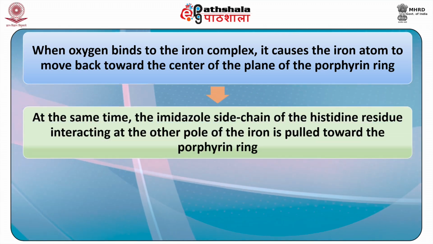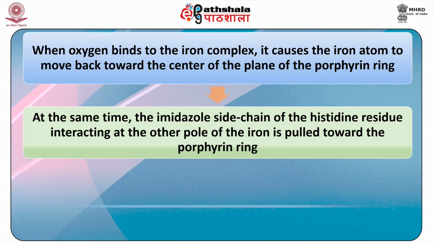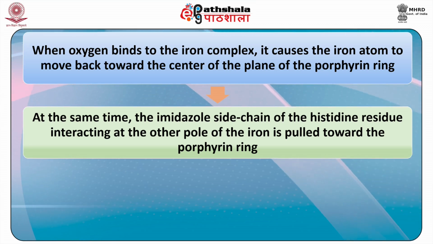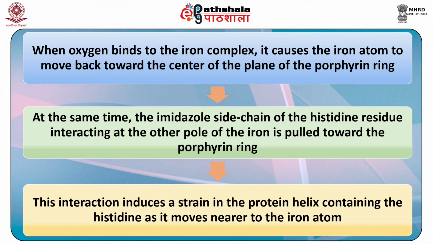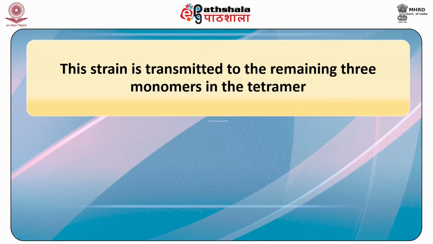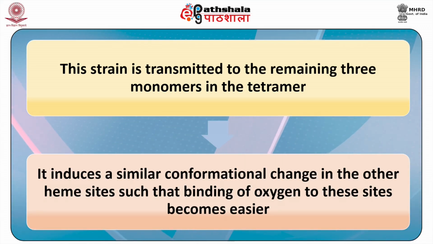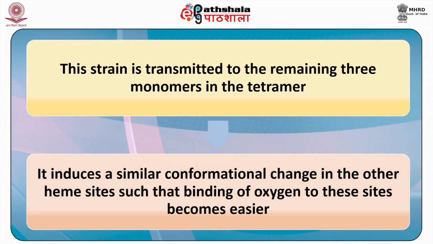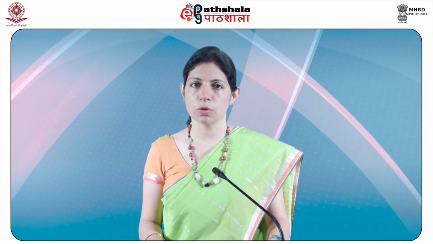At the same time, the imidazole side chain of the histidine residue interacting at the other pole of the iron is pulled towards the porphyrin ring. This interaction induces a strain in the protein helix containing the histidine as it moves nearer to the iron atom. This strain is transmitted to the remaining 3 monomers in the tetramer, where it induces a similar conformational change in the other heme sites, such that binding of oxygen to these sites becomes easier. In the tetrameric form of normal adult hemoglobin, the binding of oxygen is thus a cooperative process.